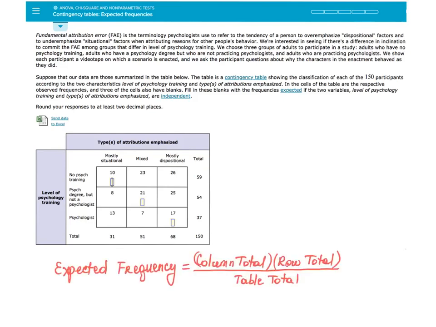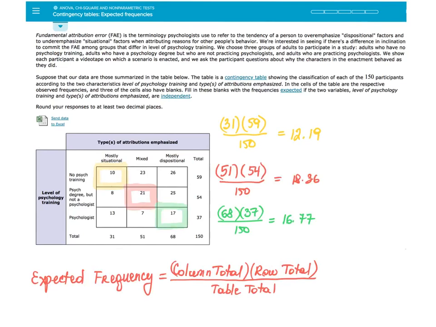Assuming that the 2 variables, which are level of psychology training and type of attributions emphasized, are independent variables, we can compute expected frequencies by the following formula. Multiply column total by row total and divide that product by the table total. We are asked to find expected frequency for the 3 cells that are located on the diagonal from the upper left-hand corner of the table to the lower right-hand corner of the table.